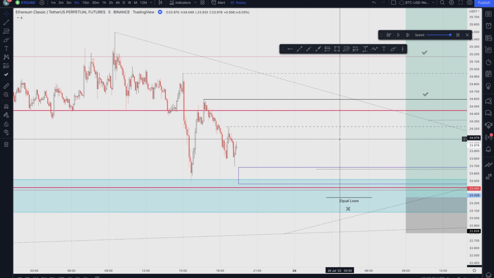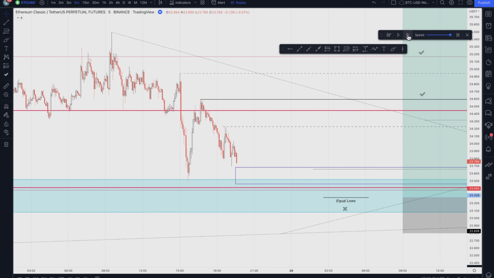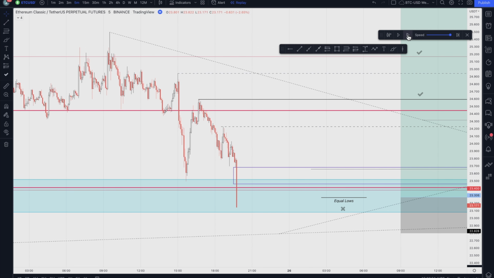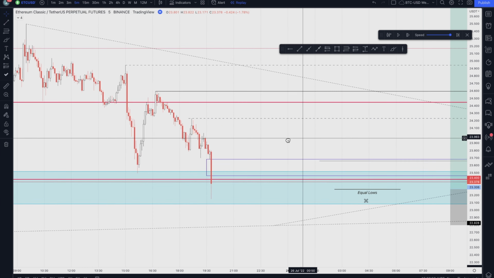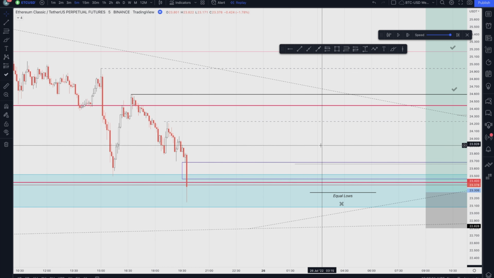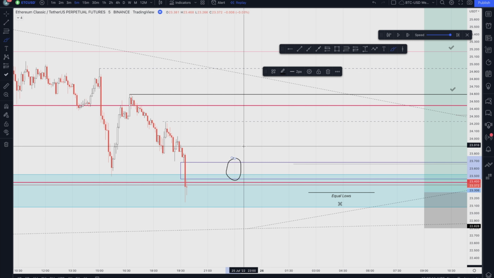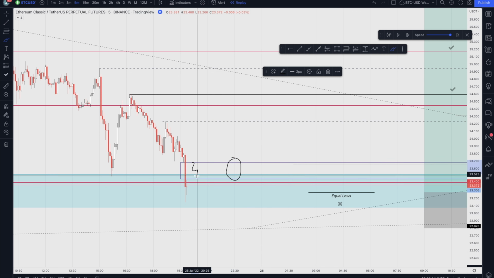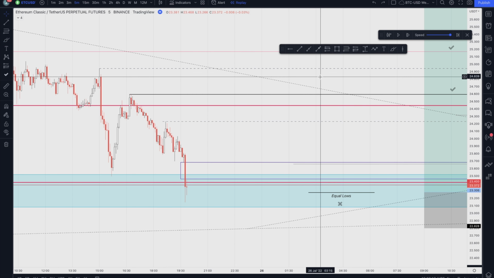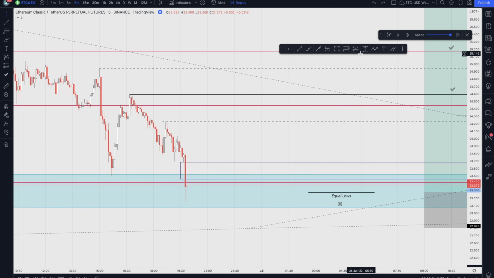Okay, so we already have the replay tool here. So let's just move ahead. All right. Right, what is that? That's a really, really big candle, right? That's the displacement, right? How do we know it's a displacement? Because here we have created an FVG, right? This is our FVG. This is a fair value gap created by this displacement. Okay, moving ahead. So this is going to be an important area for me, right? Let's move ahead and let's see how things move.